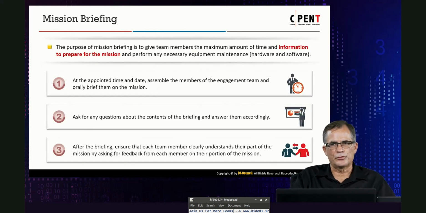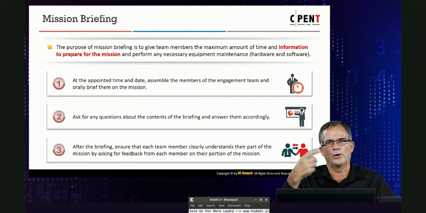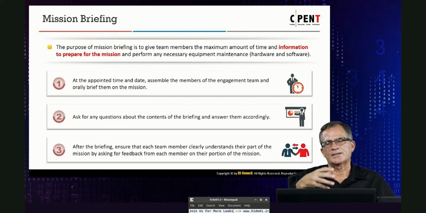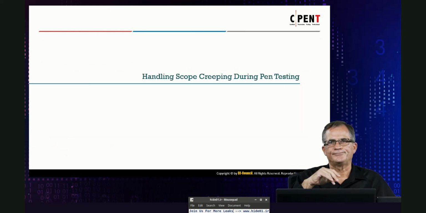Mission briefing, and this is where we actually give information and we prepare the brief, and we make sure everybody in the group understands what we're going to do. Find out if anybody's got any questions and make sure we answer those questions, and make sure everybody clearly understands their part of the mission. If they don't, explain it to them. And the only way to get that information is to make sure we ask them questions. Once we ask them questions or ask them for feedback, we should be able to identify the things we need.